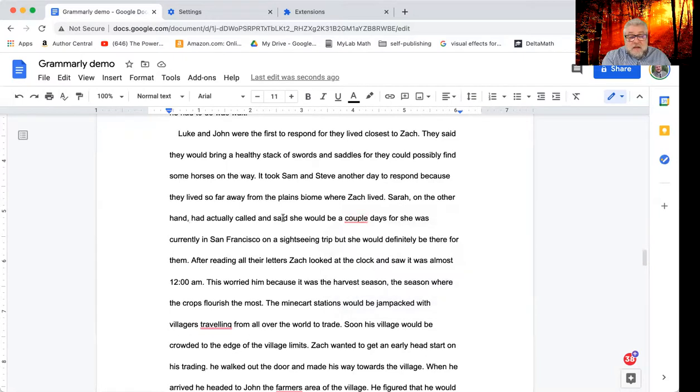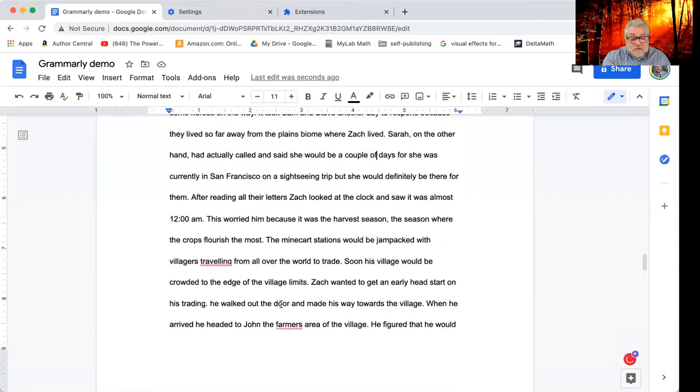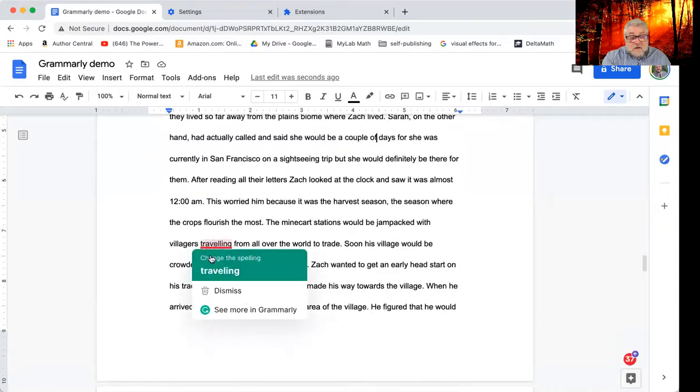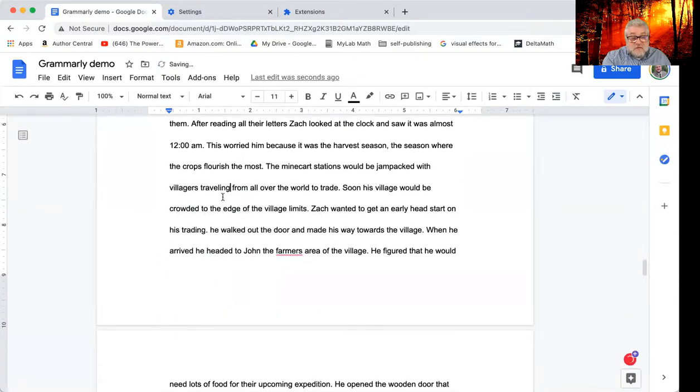Couple, and said she would be a couple days. We probably want a couple of days. And let's see, we're cruising down here. Oh, there's two L's. We only want one L in traveling. So look how nice this is getting, that we're catching all of these grammatical or spelling errors. Well, we got to check this.